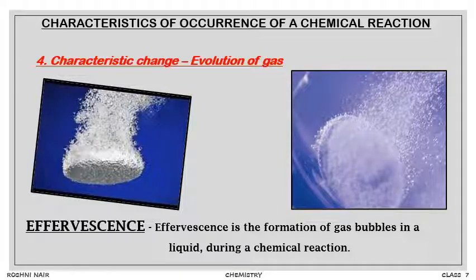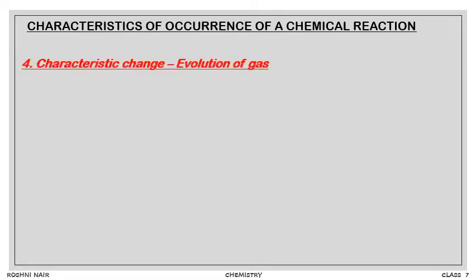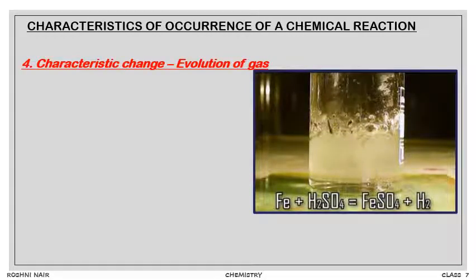Again, let me repeat, it is an important term from the examination point of view. So the definition is very important. Effervescence: formation of gas bubbles in a liquid. Now let us come to the examples for this. Whenever many chemical reactions are taking place, there will be some amount of gas which is seen to be evolved as one part of the product. Gas is evolved and also product is formed.